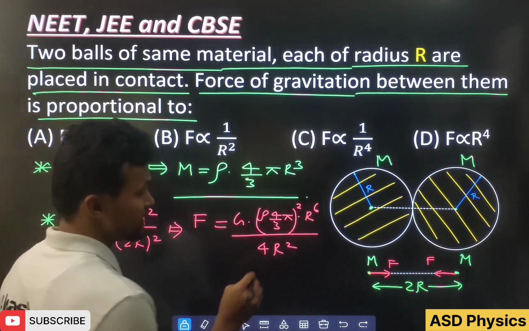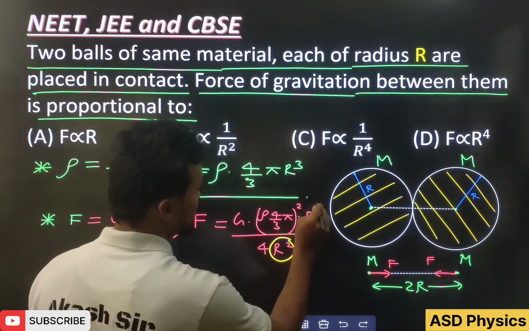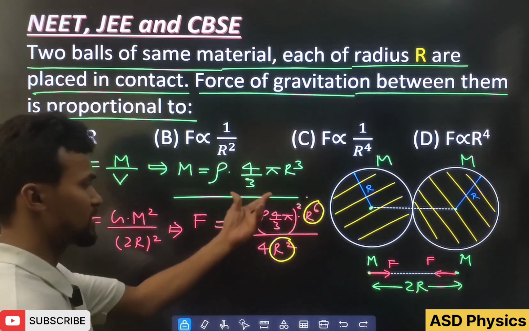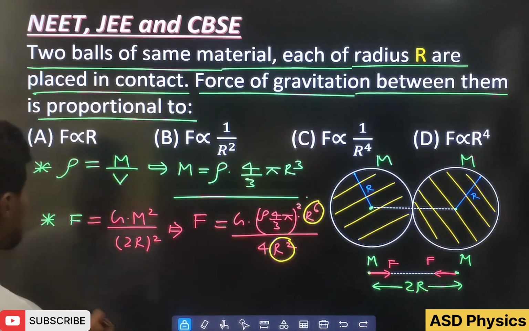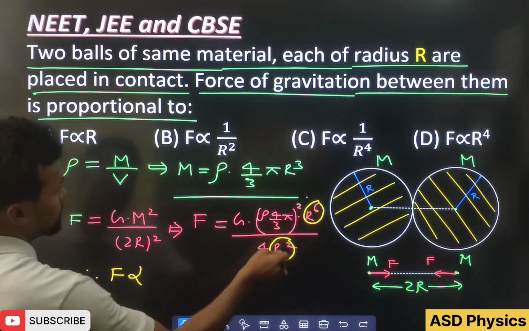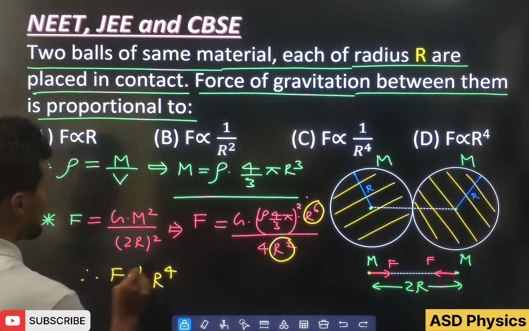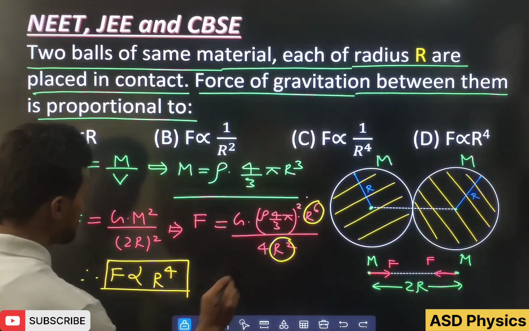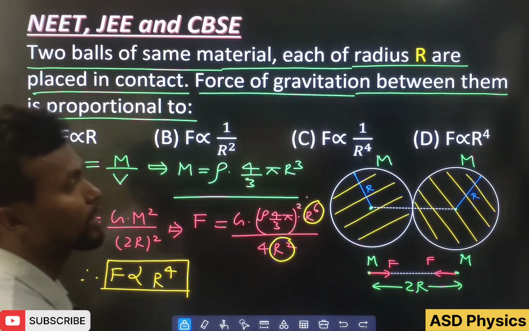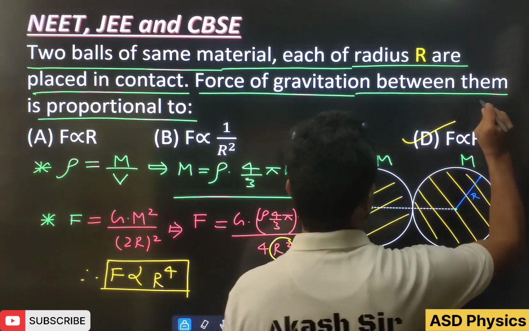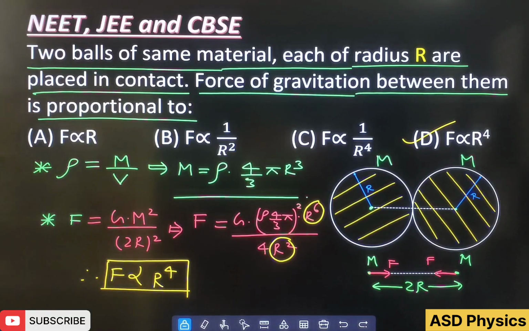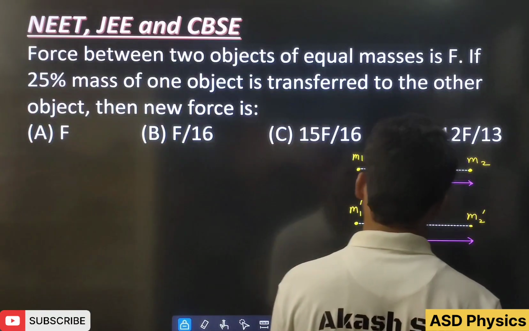Now think about this: this is r square, this is r to the power 6, and all other things are constant. So f will be directly proportional to r to the power 6 by r square. That means f is directly proportional to r to the power 4. Remember that. Which option is correct here? Option D is the answer: F directly proportional to r to the power 4. Important question. Remember that.